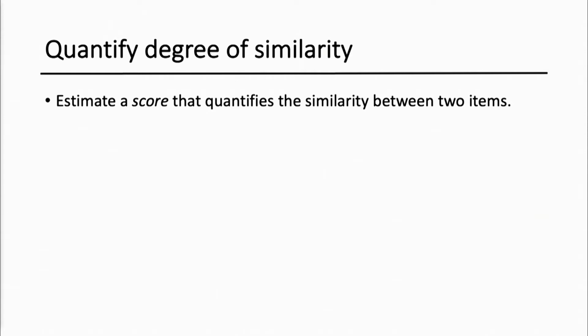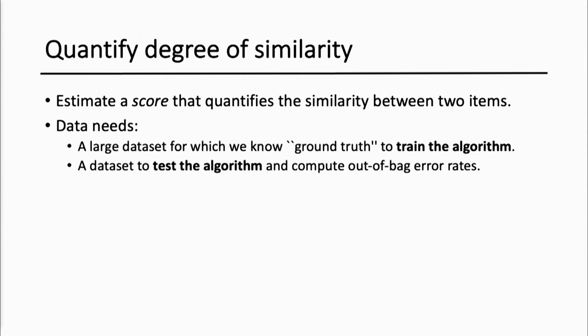What we are going to try to do here is estimate a score, some sort of a score that quantifies the similarity between two items. And the first thing you think about as a data scientist is what type of data you might need. So of course you need a very, very large data set to train your algorithms. And for those items in your training data, of course, you have to know ground truth. So you have to know what the correct labels are for each item. And then, of course, you have to have another very large and realistic data set to test your algorithm and get some sort of good estimates of error rates and so on.